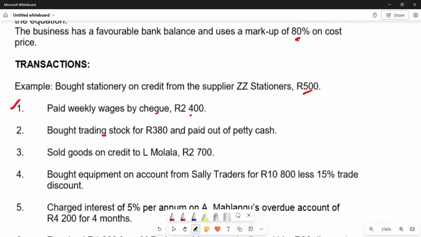And then we paid out using petty cash. Petty cash is an asset again. It's a current asset. So money is going out, so we are crediting the petty cash account. So basically our double entry, we are debiting our trading stock, and we are crediting the petty cash account. So for a start, we can go and put the double entry, and then we try to identify the effect on the accounting equation. The amount that we have is 380.